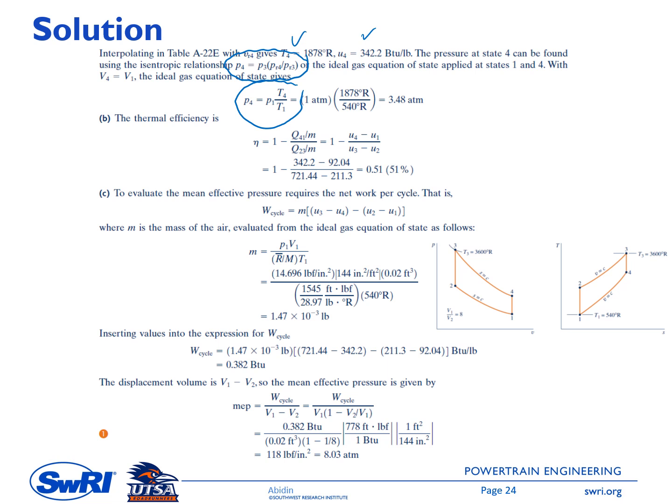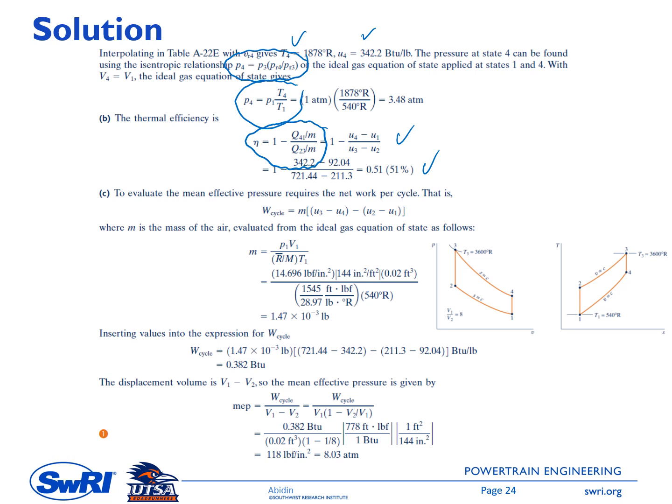And then the second question is the thermal efficiency. So the eta is 1 minus the ratio of the heat. Q41 here is the heat rejected, and Q23 is the heat added to the system. And you have this formula. And from the answer of A, we got U4, U1, U3, U2, and so on. Just plug in all the numbers in this correlation, you should get the efficiency. So this is 51%. So it's pretty high for a typical internal combustion engine efficiency.